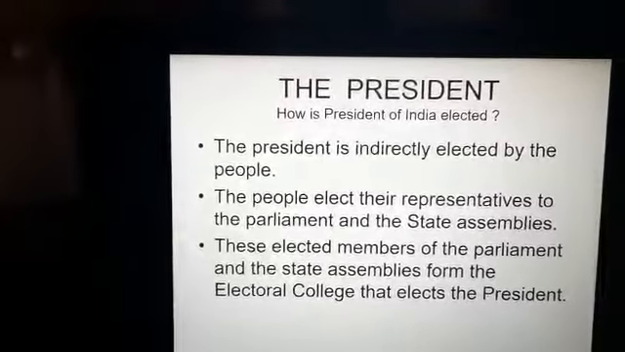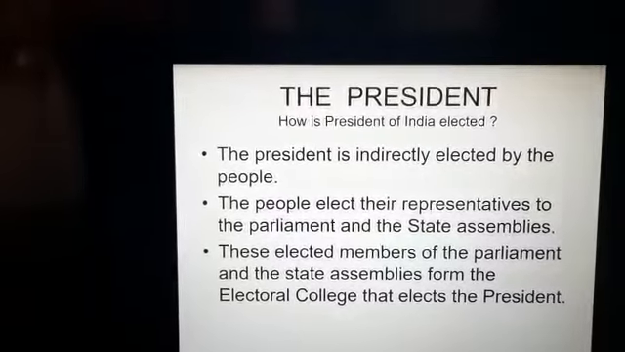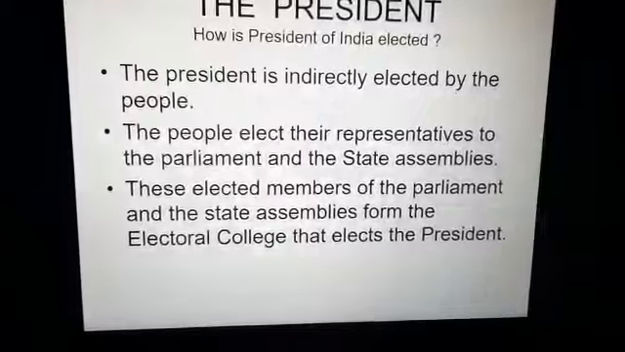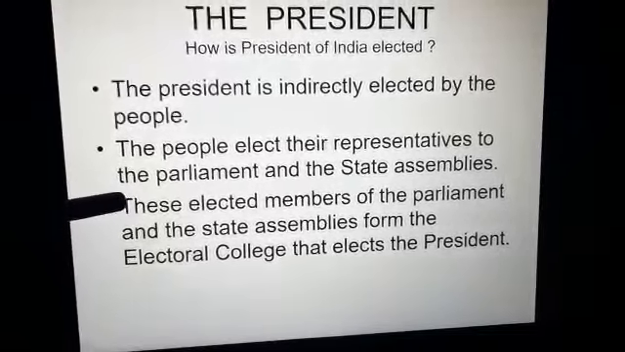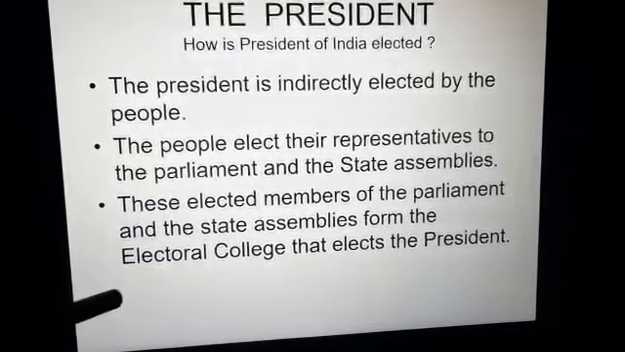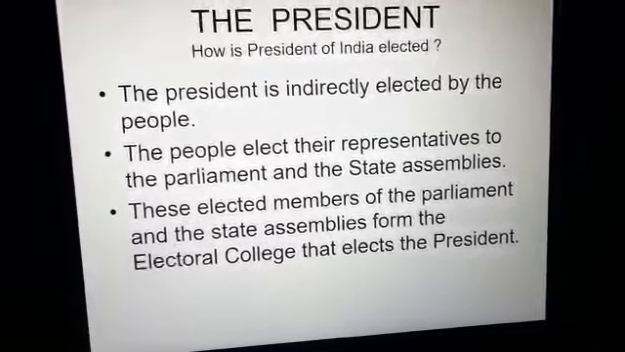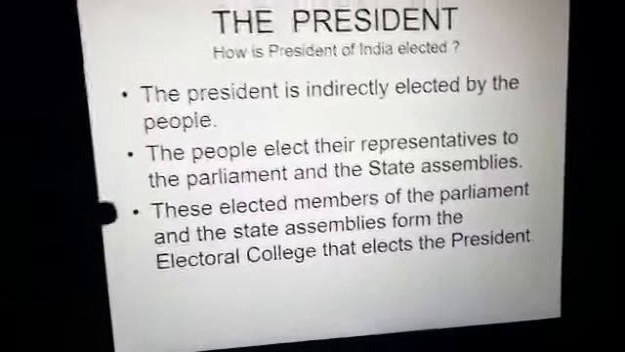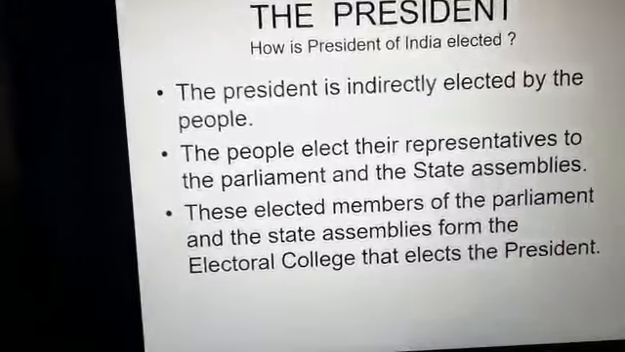How? The people first elect their representatives to the parliament and the state assemblies. Then these elected members of the parliament and the state assemblies form the electoral college. Now what is this electoral college? It is the group of people that elects the president. So how is the president elected? You have to read this.